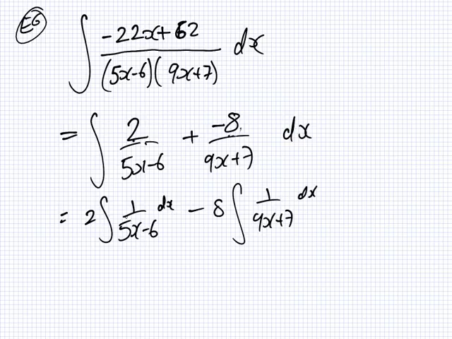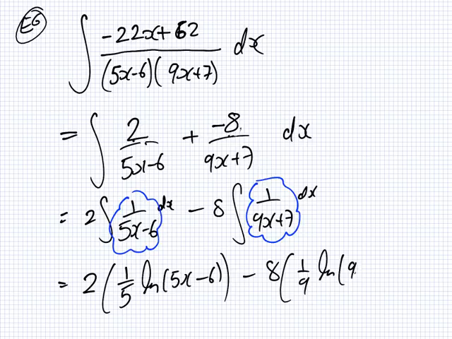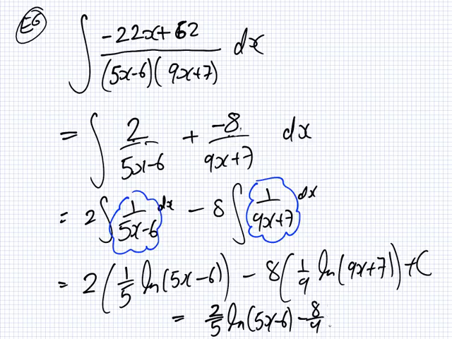And the good news is, both of these are in your formula book. You can look them up in the formula book, and you'll get 2 times 1 over 5 log 5x minus 6 minus 8 times 1 over 9 log 9x plus 7 plus c. If you want to clean that up a little bit, you can just say 2 over 5 log 5x minus 6 minus 8 over 9 log 9x plus 7 plus c. And that's another example done. So we'll move on to a more difficult one now that you've got the basic idea.